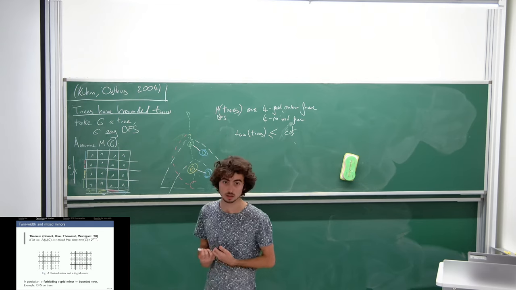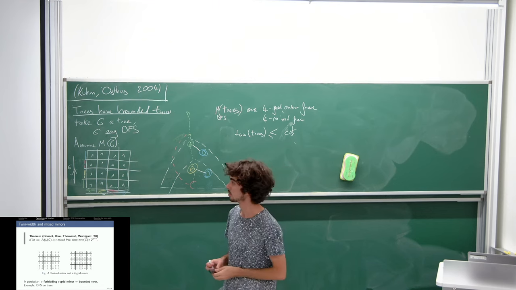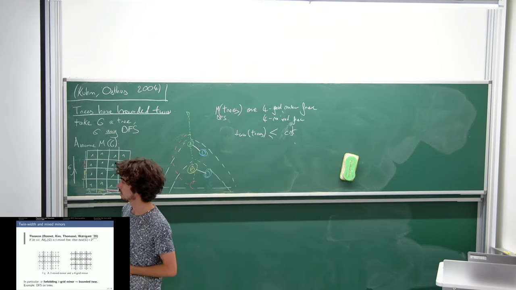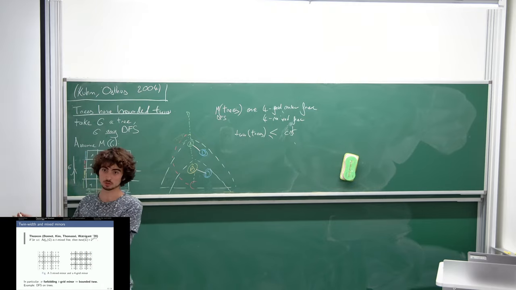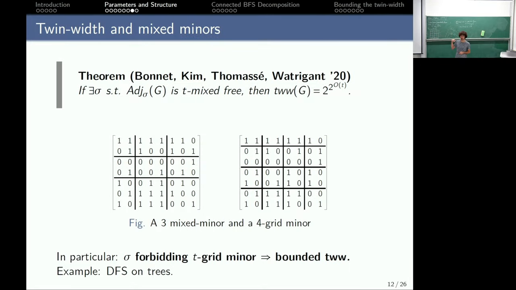Why are you looking only at DFS order? Is this somehow related to forbidding? So, I'm saying if I find an order on my matrix class that forbids grid minors, then I bound it. So in particular for trees, I was lucky. I just took a simple DFS, and it worked. But somehow, you could have also taken a BFS. It also works for trees.